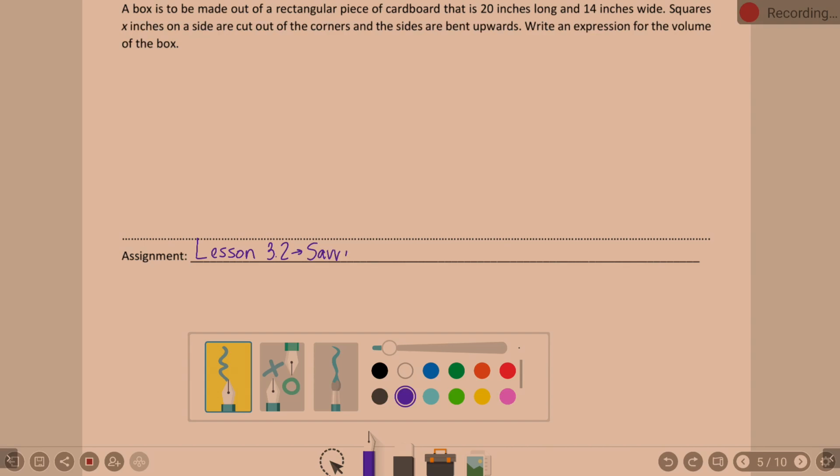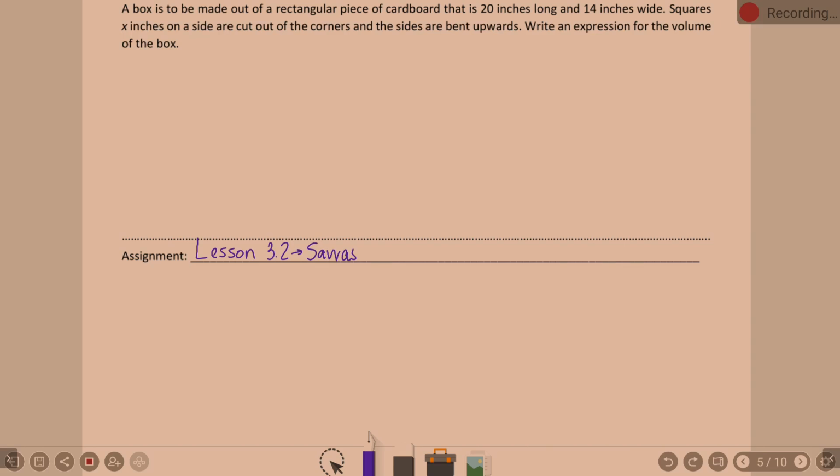Okay. So, a box is to be made out of a rectangular piece of cardboard that is 20 inches long and 14 inches wide. Squares, x inches on a side, are cut out of the corners and the sides are bent up. Write an expression for the volume of the box.